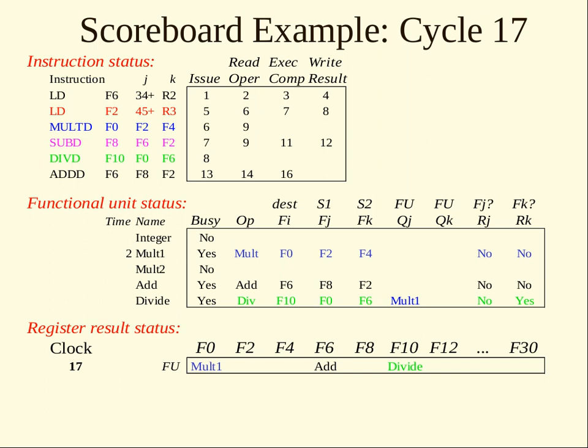Add completes. Notice we were able to complete this add while the divide hasn't even started executing yet, because it's waiting on that multiply. So we are able to keep going down the instruction list and find new instructions to put into our pipeline and actually do some useful work. That's why out-of-order execution is so powerful.